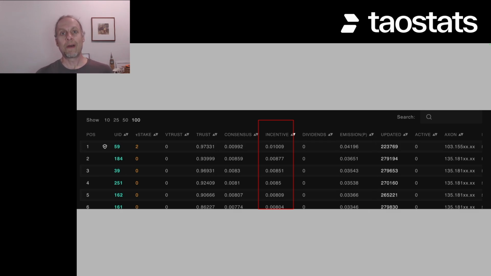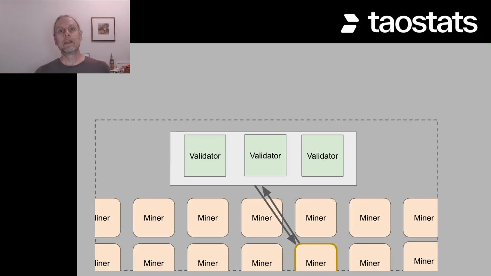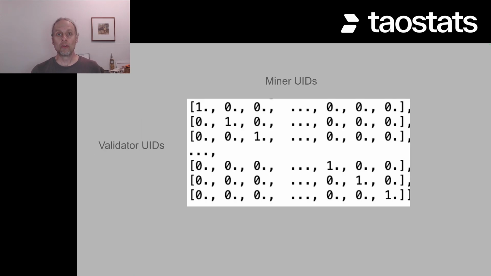To begin our discussion of where incentive comes from, let's look one column to the left at consensus. Consensus plays a big role in how incentive is calculated. We know that the validators test all of the miners, and based on how well the miners do, the validators score them, and that score becomes a weight, and they're all stack ranked, right? So the miners are stack ranked from best to worst by each of the validators. That gets thrown into a two-dimensional matrix called the weights. The validator UIDs are the rows, and the miner UIDs are the columns. So there are a lot of zeros in there, but for the rows that are validators, we have numbers and weights for all of the miners.